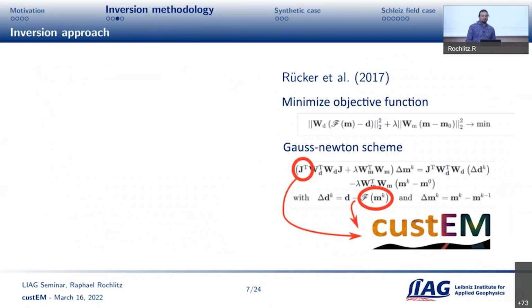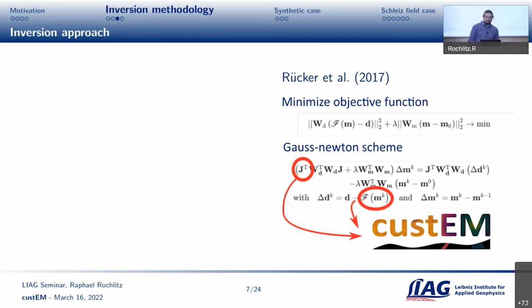The inversion procedure itself deals with minimizing an objective function. So as an input we have the forward response of our conductivity model in the subsurface, and we have our data, and we have also a model update. And basically, we try to minimize this objective function in an iterative procedure.